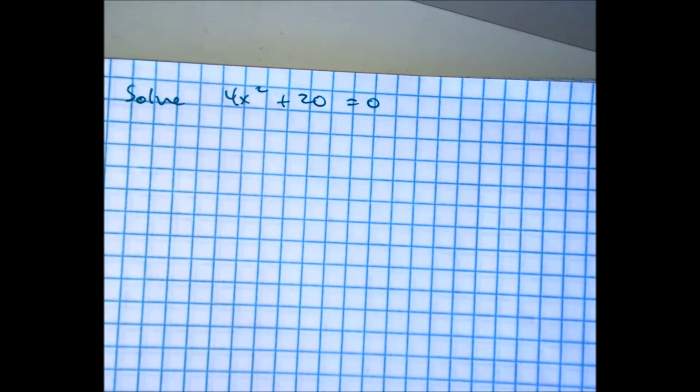Okay, we're about to do the quadratic formula. I think square root method would have been the fastest. Subtract 20, divide by 4, take the square root. The answer is x equals plus or minus something.